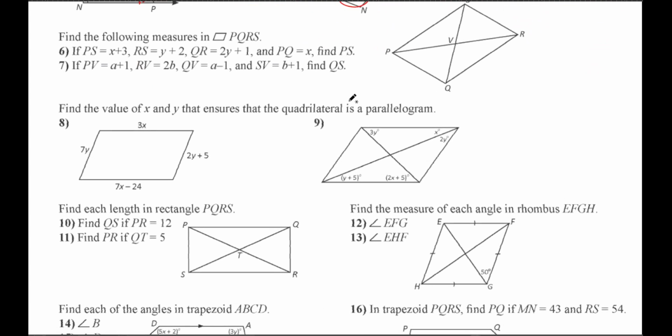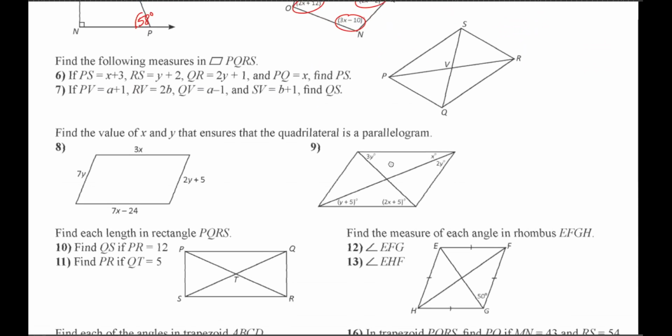All right. What about this? It's a parallelogram. What do we know about the sides of a parallelogram? Because they give us all sides here. Actually, 6 and 7, it's all about the sides. What's true about PS and QR? They're equal to each other.